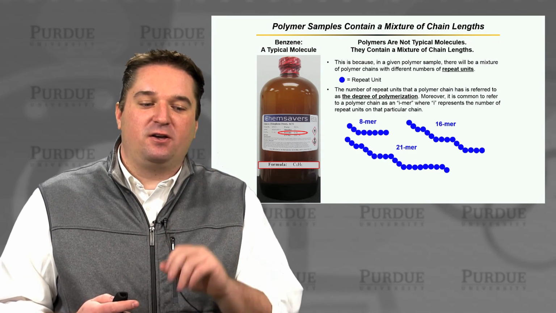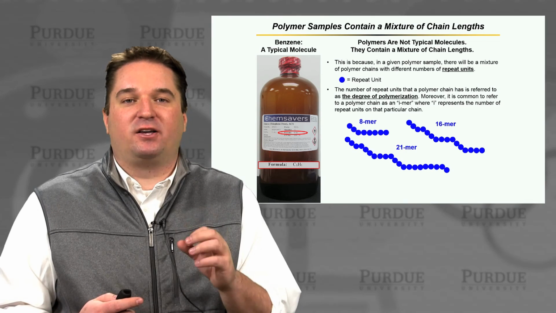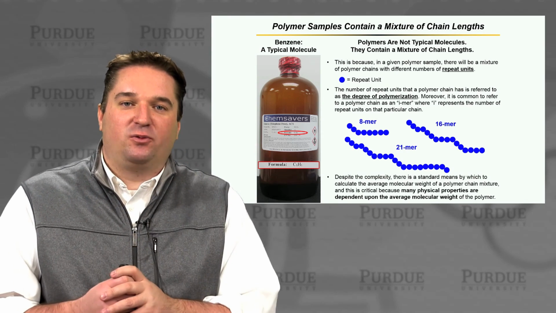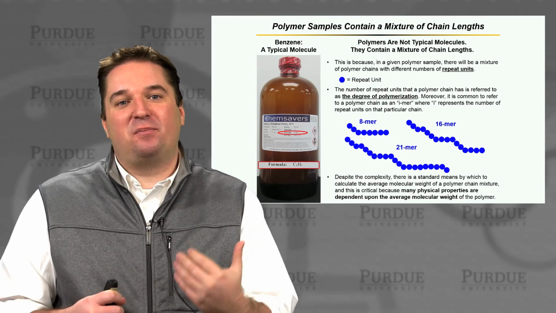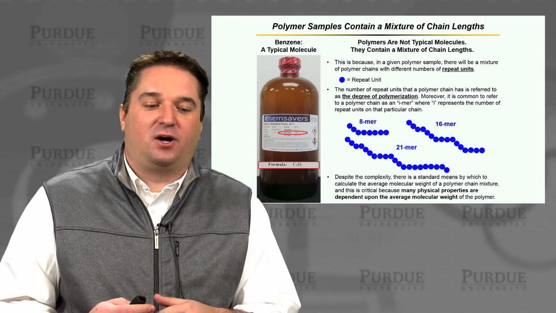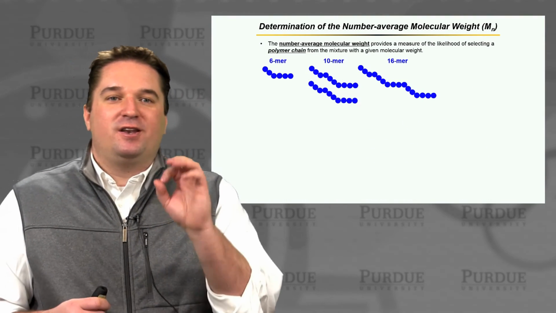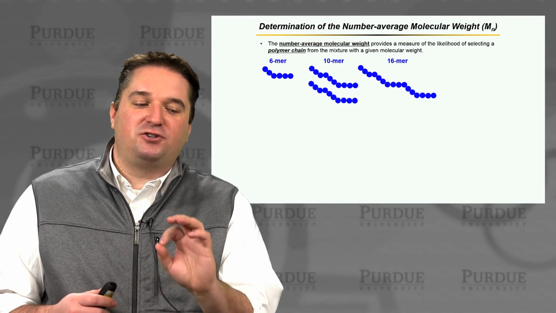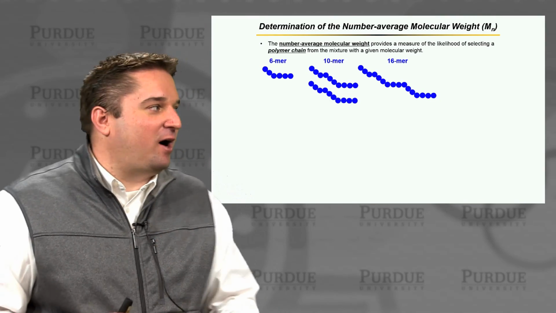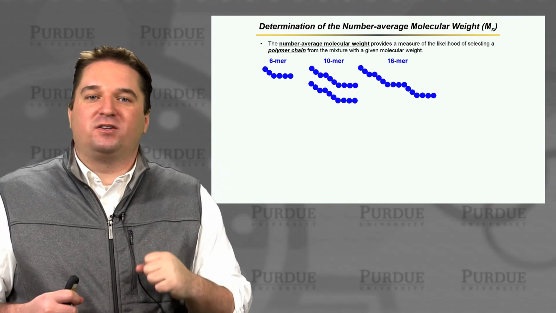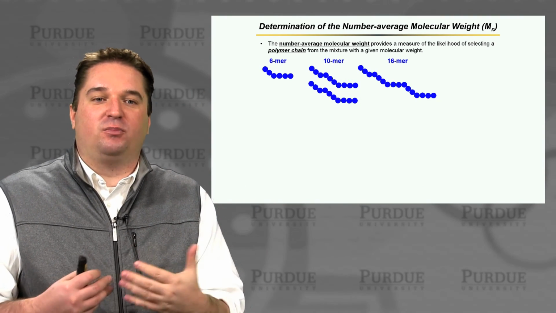Once we know how many repeat units we have, we can start thinking about what the molecular weight of the material is. Knowing the molecular weight will tell us a lot about the physical properties, especially when it comes to electronically active polymers. The number average molecular weight provides a measure of, if we picked a polymer chain at random out of our bottle of polymer, what's the likelihood we would get a certain molecular weight of material.